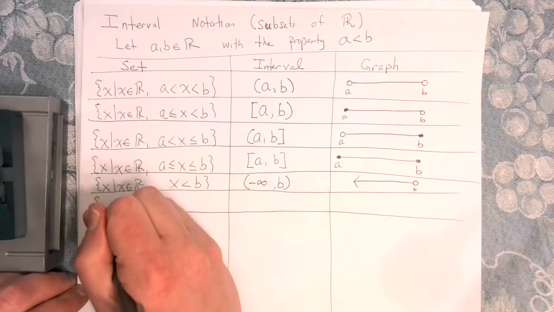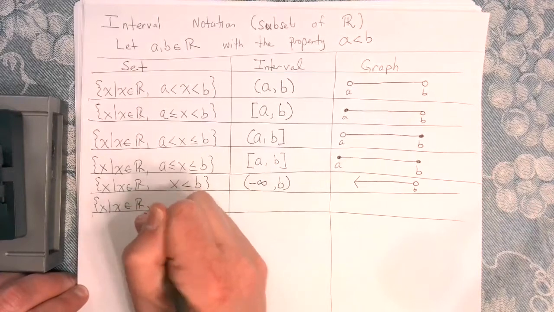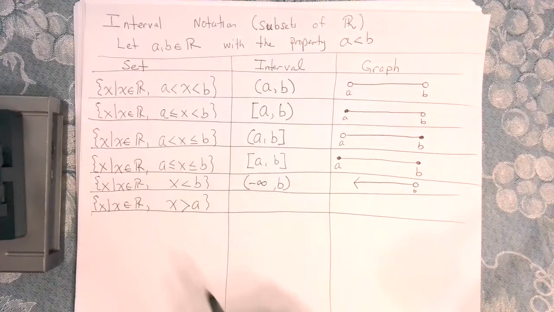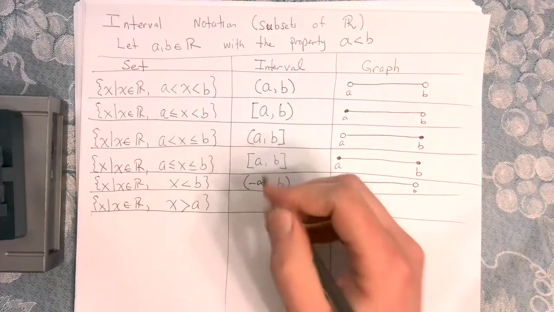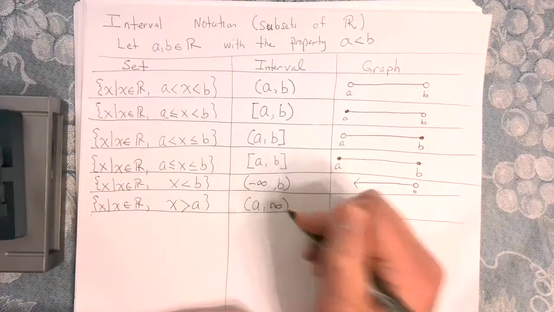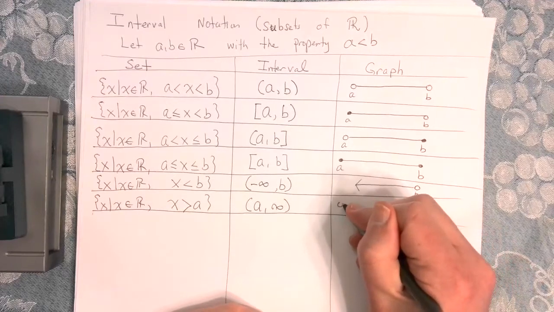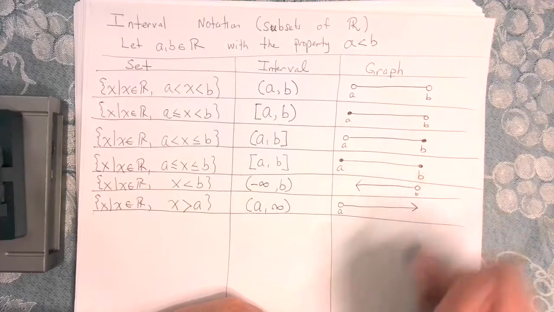Okay, so we can consider something similar with the following. Let's consider the set of all real numbers x that are strictly larger than a. So that should look like this, right? Because we're going forever beyond a. And so here's a going forever to the right.